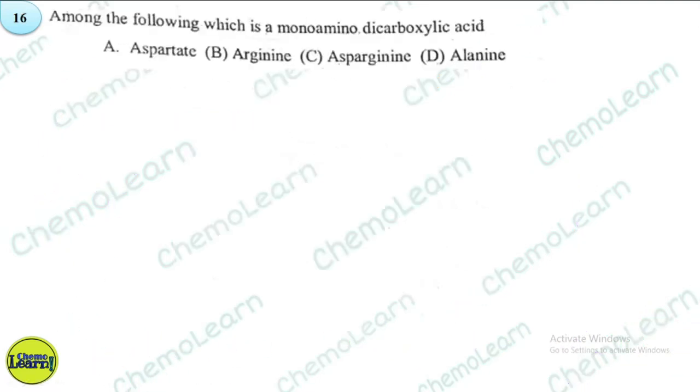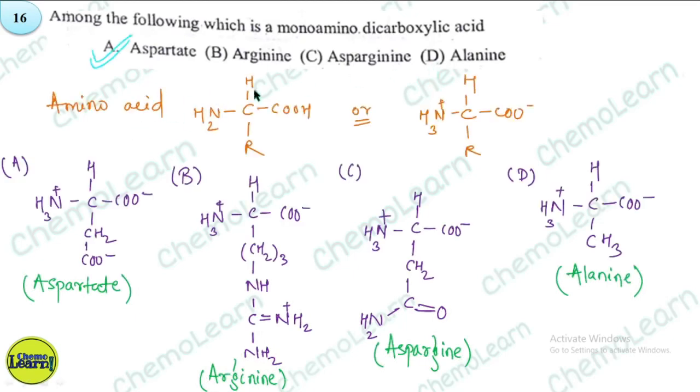Question number 16. Among the following, which is a monoamino dicarboxylic acid? Aspartate, arginine, asparagine or alanine? See, amino acid has the general formula CHR NH2 COOH. And if you write the zwitterionic form of amino acid, it is NH3 plus and COO minus. You have to write NH3 plus and COO minus.